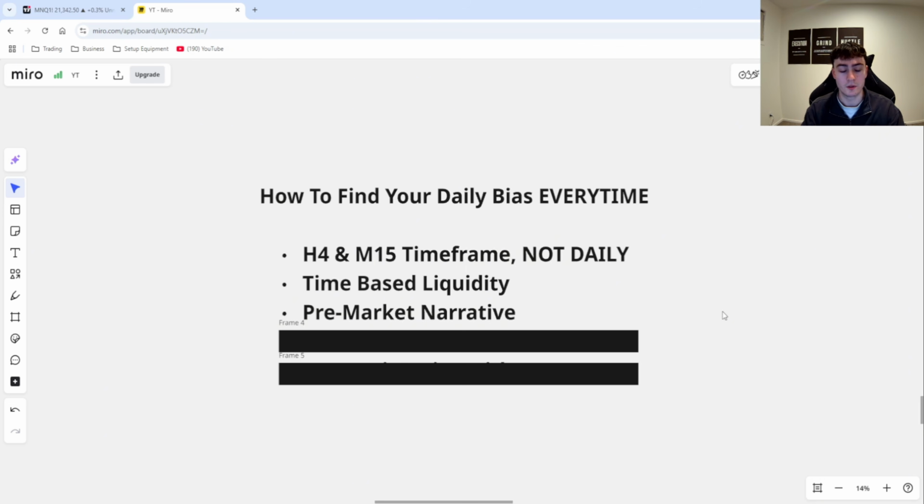Pre-market narrative. Having a bit of a pre-market narrative is going to be so much better. See, you don't want to just go, okay, price looks bearish or price looks bullish. Like, you want to see what gaps are getting respected, where price is likely to draw to, where it is closest to drawing to, and we'll break that all down later on.